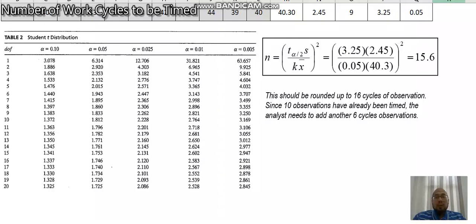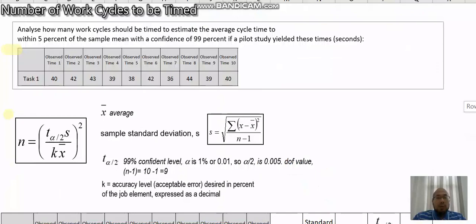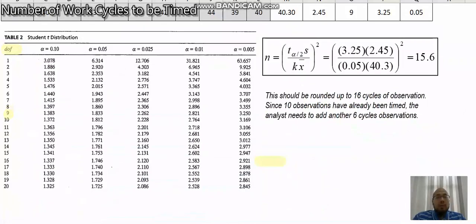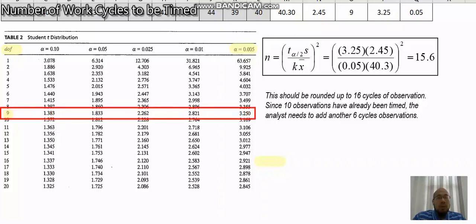So again, we look at this t distribution table. The degree of freedom is 9, and the alpha divided by 2 value is 0.005. So from here, the value is 3.250.